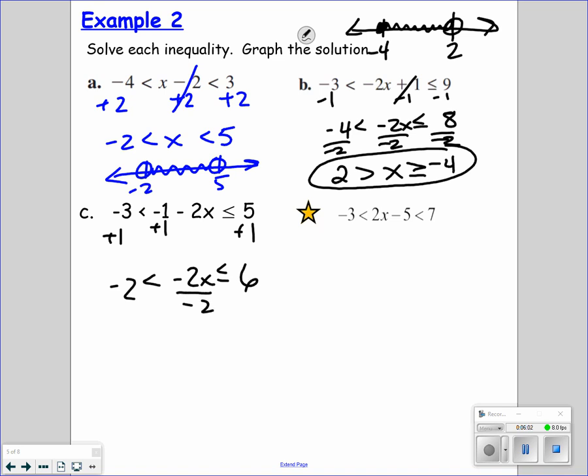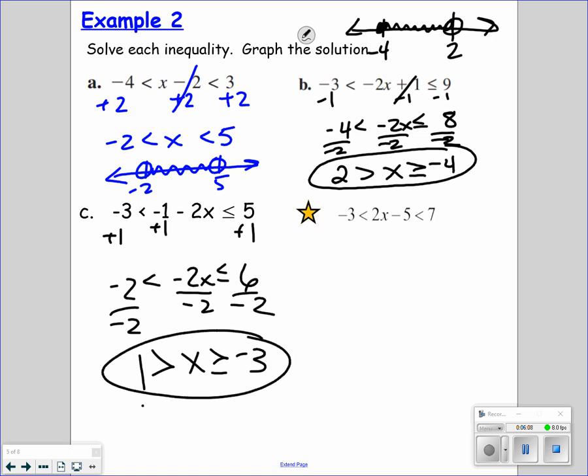I'm going to divide by -2. Now, just like previously, all the symbols have to change. So everything is going in the opposite direction. -3 is the smallest value. So I have a closed circle at -3 because there's an equal to, open circle at +1, and shaded in between. Hit pause for a second. Try the next one by yourself.